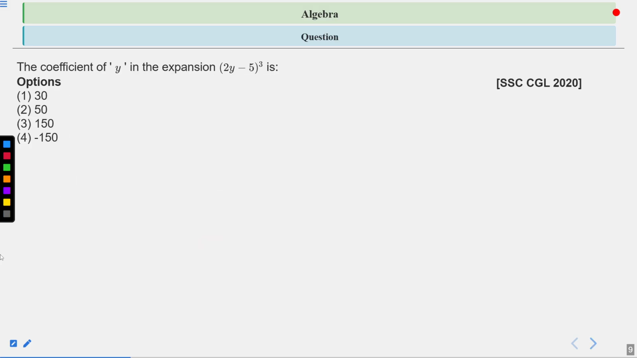The coefficient of y in the expansion of (2y minus 5) whole cube is, and this question was asked in the SSC CGL exam in 2020. There are four options. First one is 30, second is 50, third one is 150, and fourth one is minus 150. Now you have 10 seconds to analyze the question. Your time starts now.